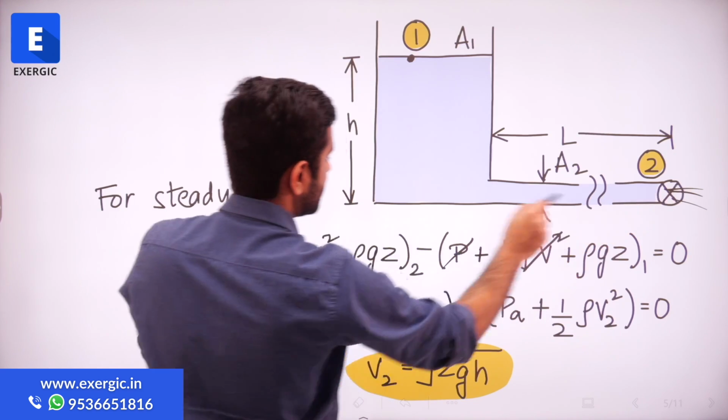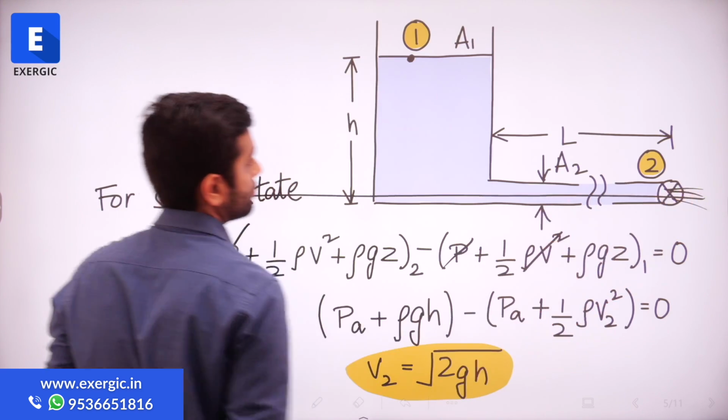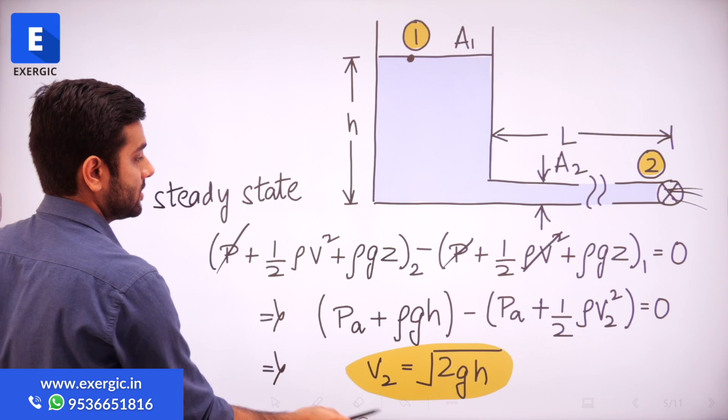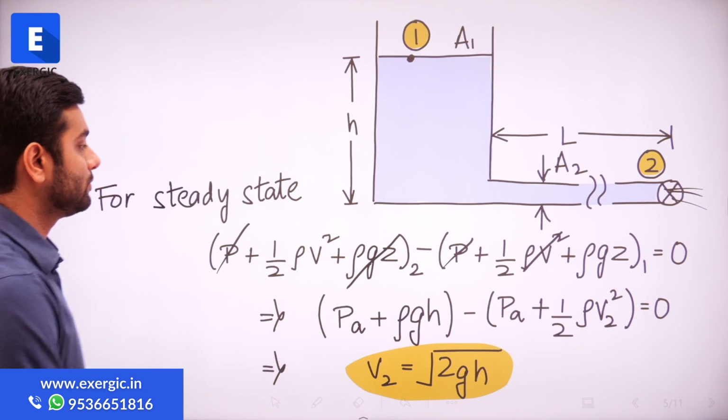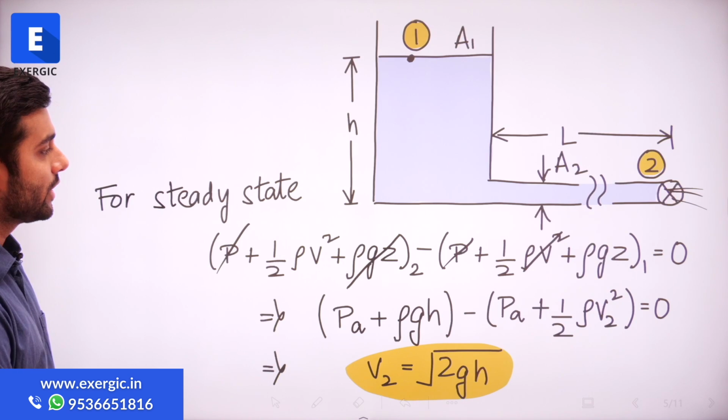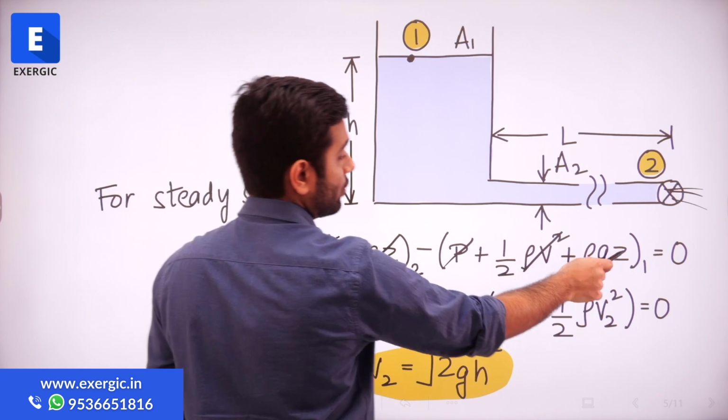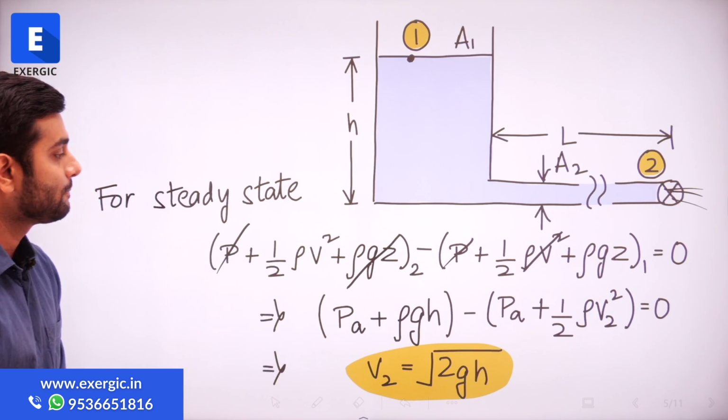At point 2, you have considered the datum. Suppose this is the datum that you have chosen. So the datum for 2 will also be 0. Velocity at 2 is going to exist. The datum at 1 is equal to h. Z1 is equal to h, right?